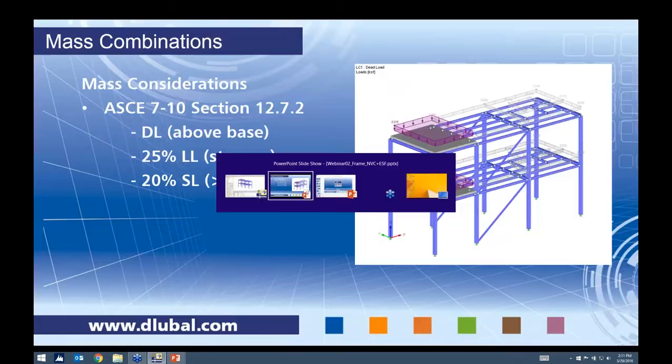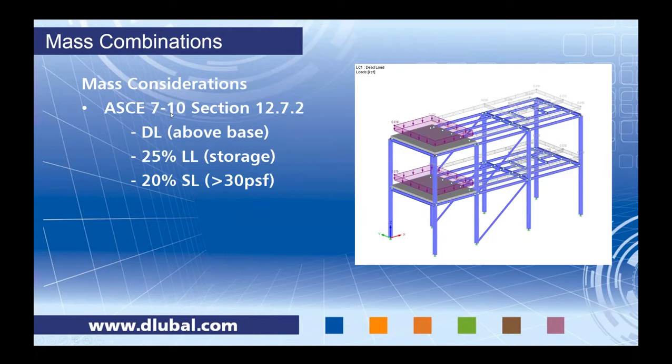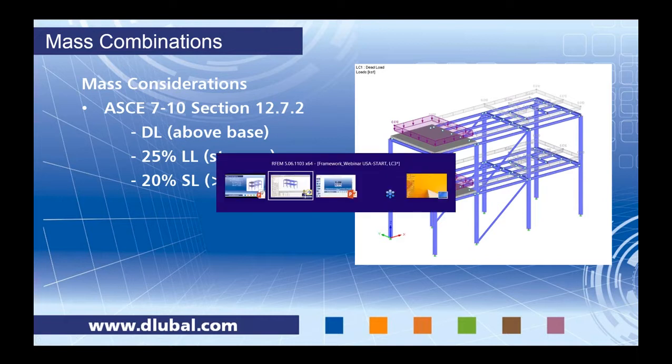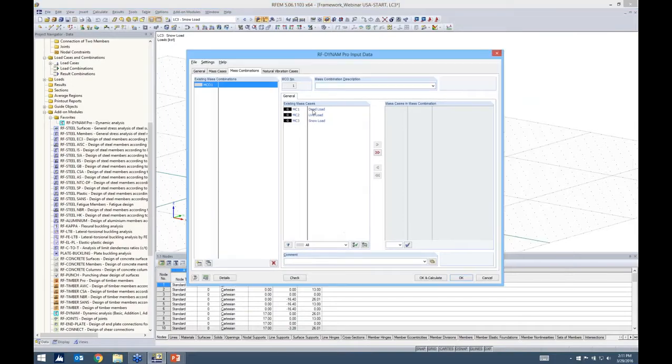I want to go back to the PowerPoint here because ASCE 7 in section 12.7.2 addresses mass considerations. Essentially, the code tells us that we need to include all masses above the base for dead load. If we have any areas that are used for live load storage, we need to include 25% of this. And then if we have any snow loads that are greater than 30 PSF, then we need to include 20% of this.